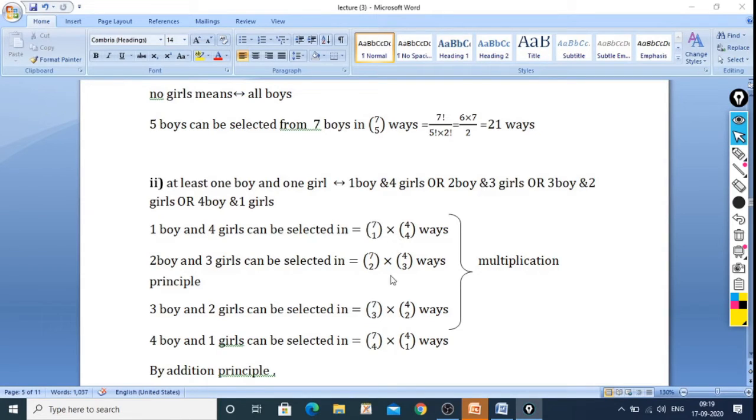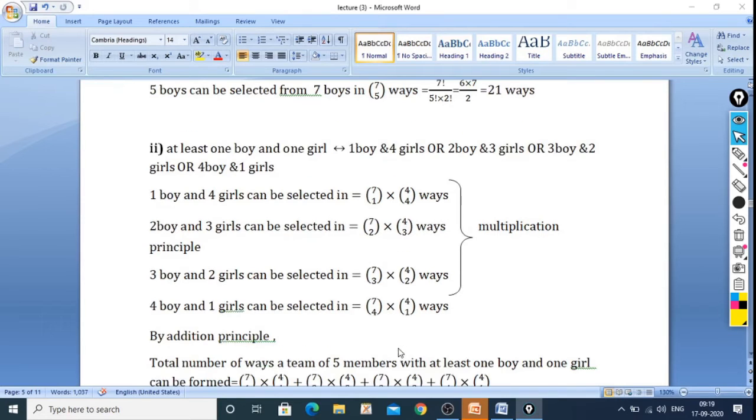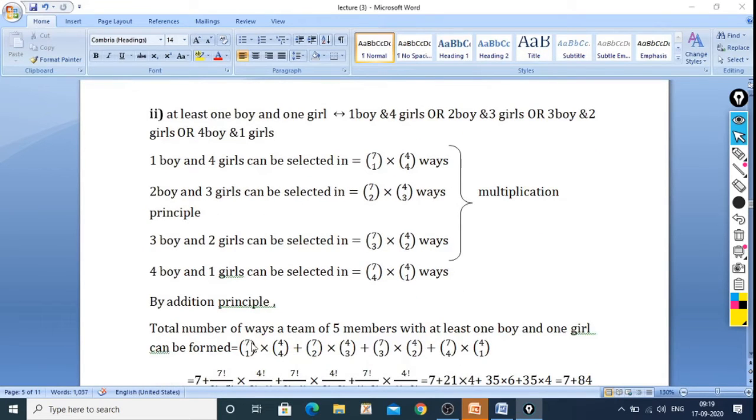So and is there, that's why we are using here the multiplication principle. Now in between we are having or. That means in each of these we should use the addition sign. So by the addition principle, the total number of ways a team of 5 members with at least 1 boy and 1 girl can be formed is equal to 7C1 into 4C4 plus 7C2 into 4C3 plus 7C3 into 4C2 plus 7C4 into 4C1.